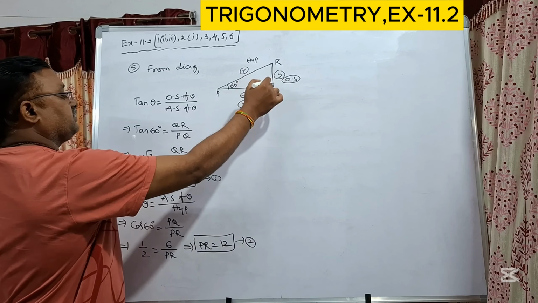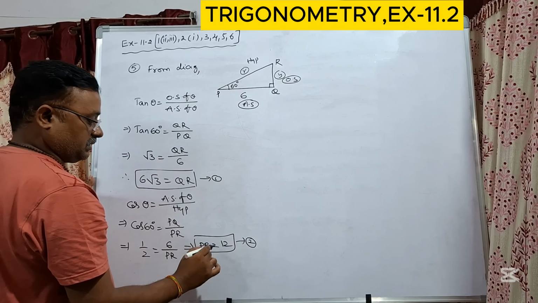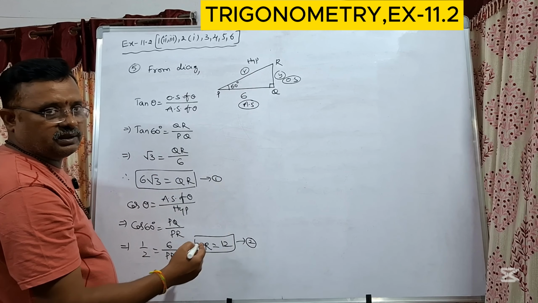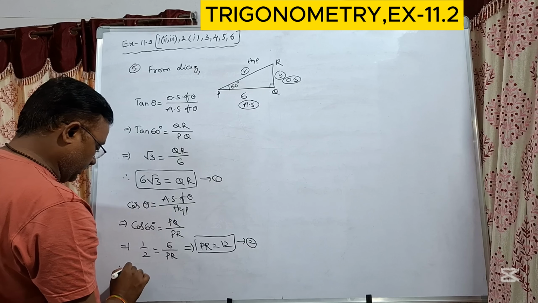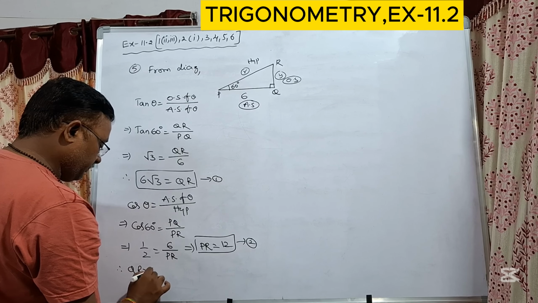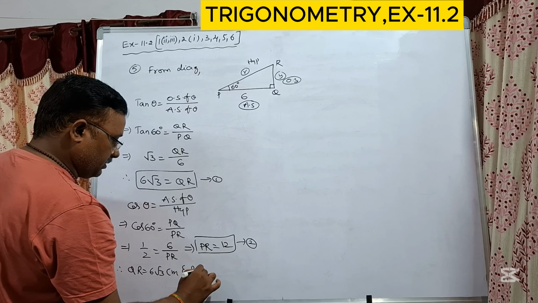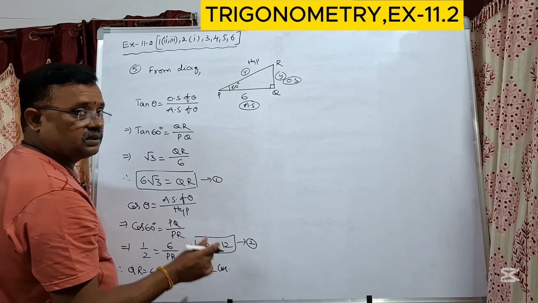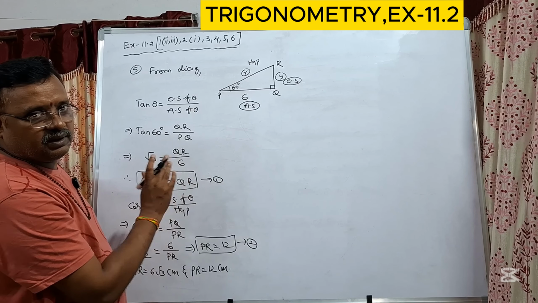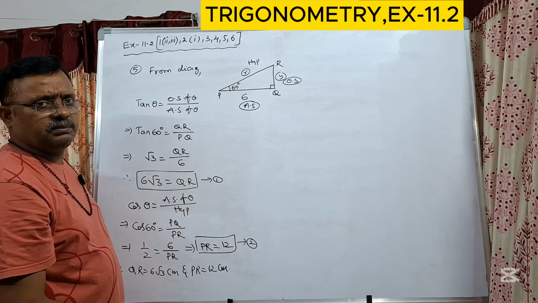So QR side value is 6 root 3 centimeters, PR side value is 12 centimeters. So, concluded: therefore, QR is equal to 6 root 3 centimeters and PR is equal to 12 centimeters. These are the remaining two sides of the given right angle triangle. That's it, Nana. That was simple.